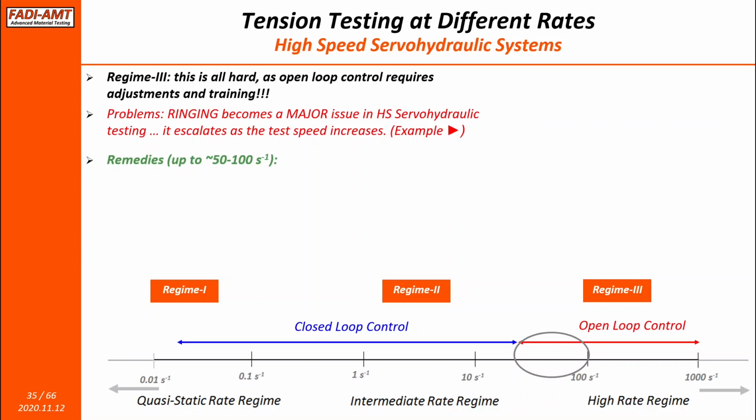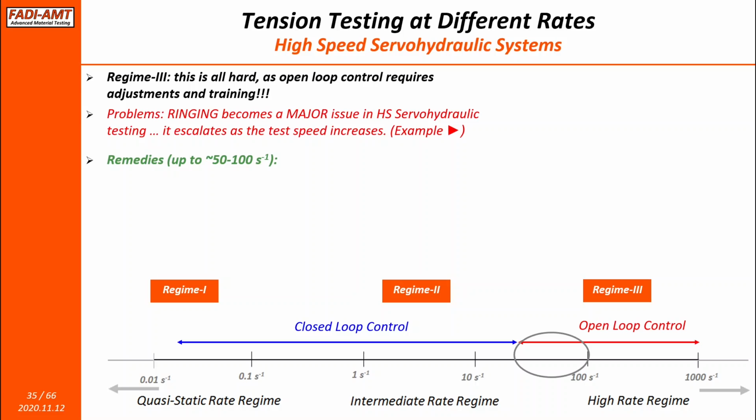So I'm going to break this regime 3 into two sub-segments and show the challenges there. Up to about 100 strains per second. So it's the first half of the high rate regime.